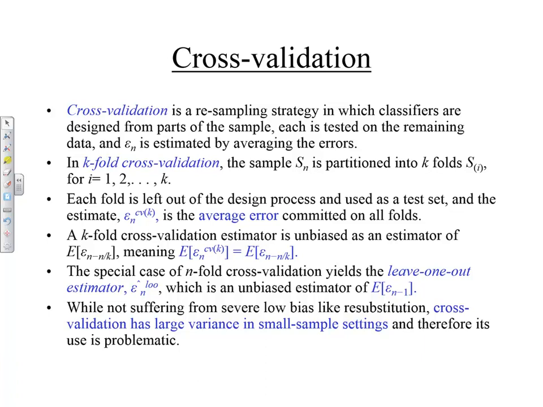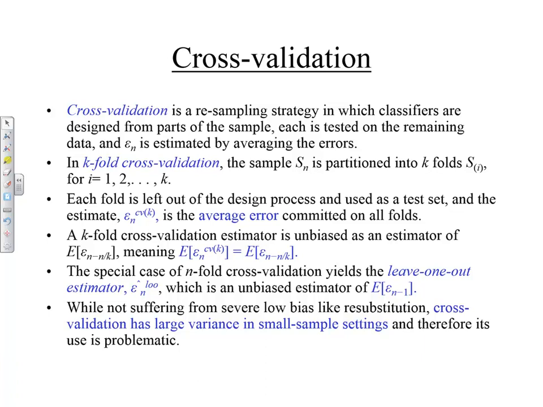Now you keep one of those parts aside, the n over k points. Then you use all the rest of the data to design your classifier. Now you test it on the part that you left out. And sometimes you leave out just one, and that's called leave one out estimation.